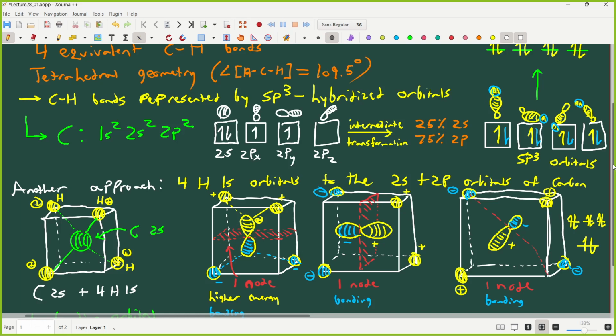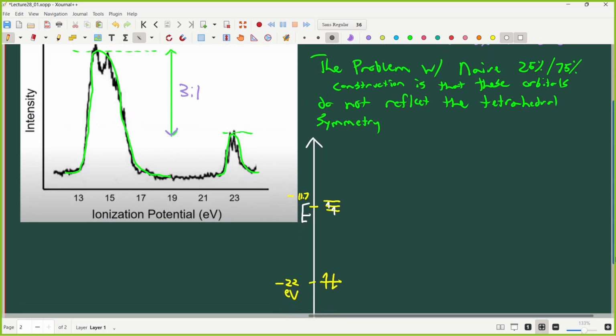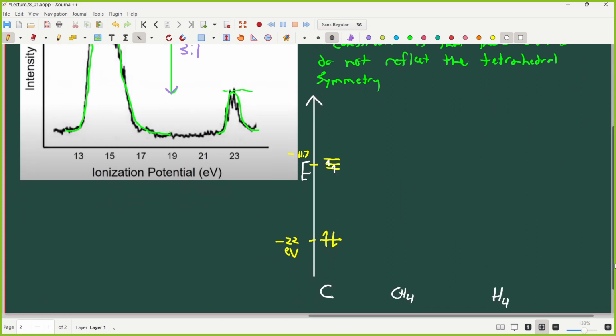So we have 4 sets of hydrogen orbitals, if you will, H4 orbitals. And they're at basically the same energy, minus 13.6. So we have our hydrogen orbitals. There's going to be 4 of them, right? And there's going to be 1 that's lower energy. And then we're going to have a triplet, like that. And these are roughly minus 13.5.